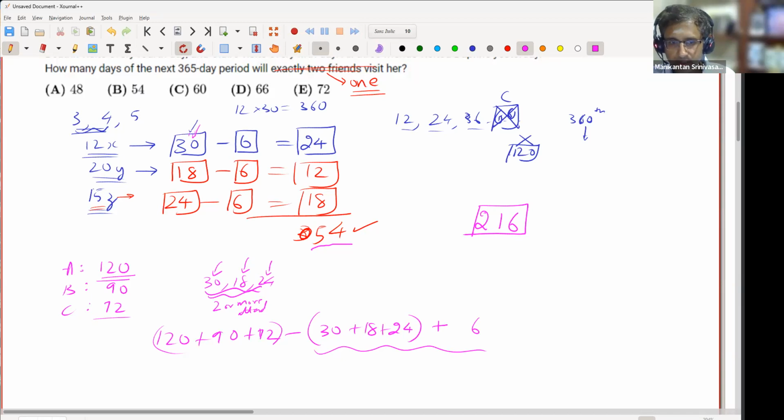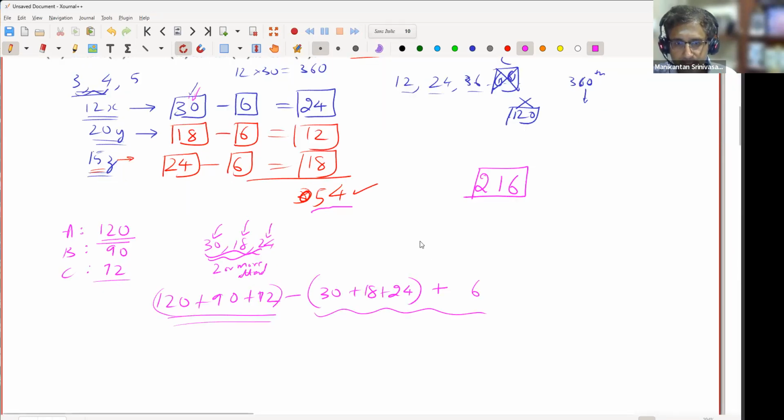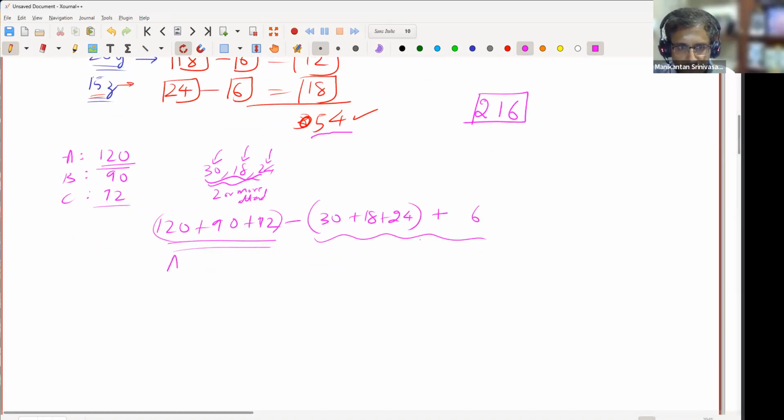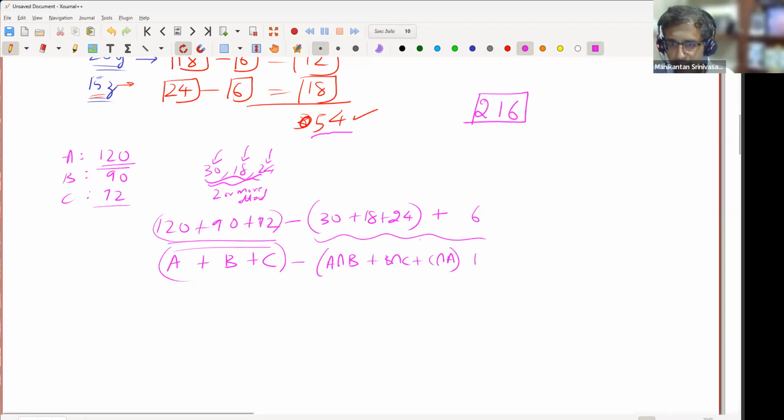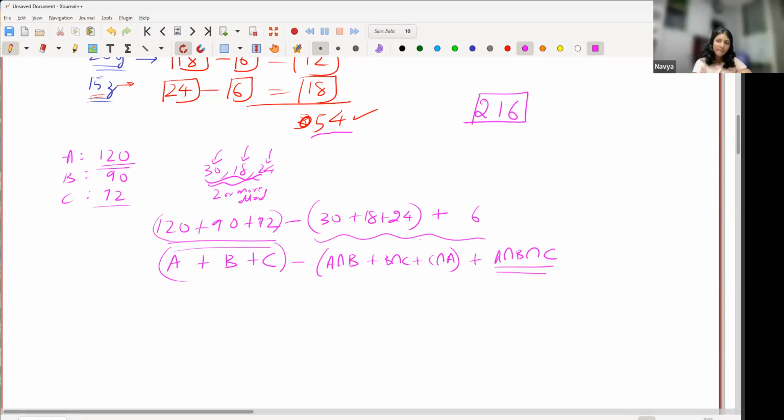So this is the total where you're independently looking at A, B, and C. In other words, this is the number of elements in A, in B, and in C. Now you're subtracting A intersection B, B intersection C, and C intersection A. And this is A intersection B intersection C, correct? Essentially, yeah. And this will give 216.